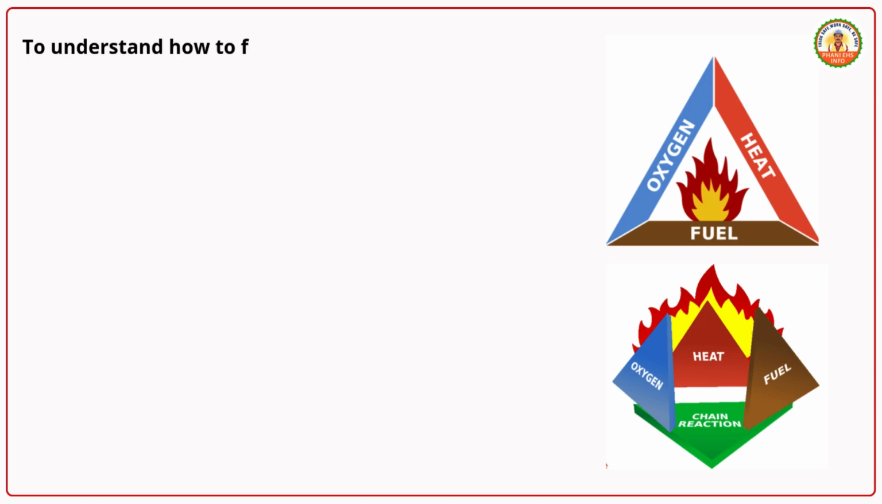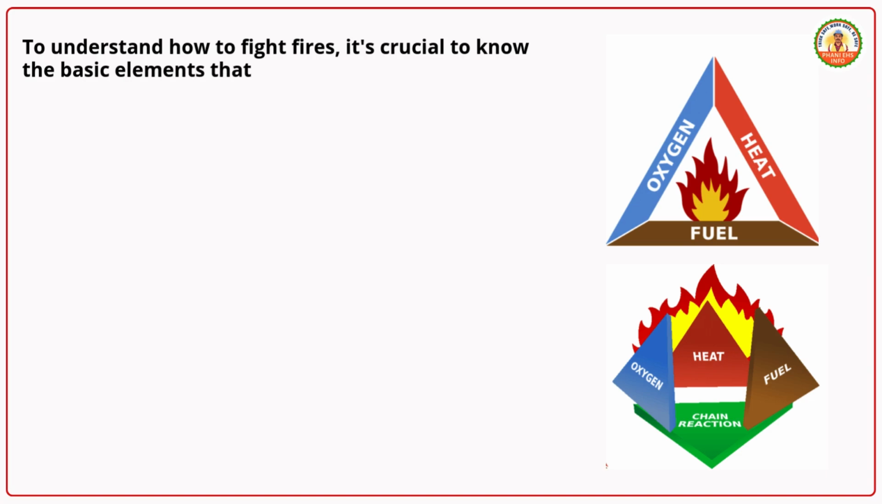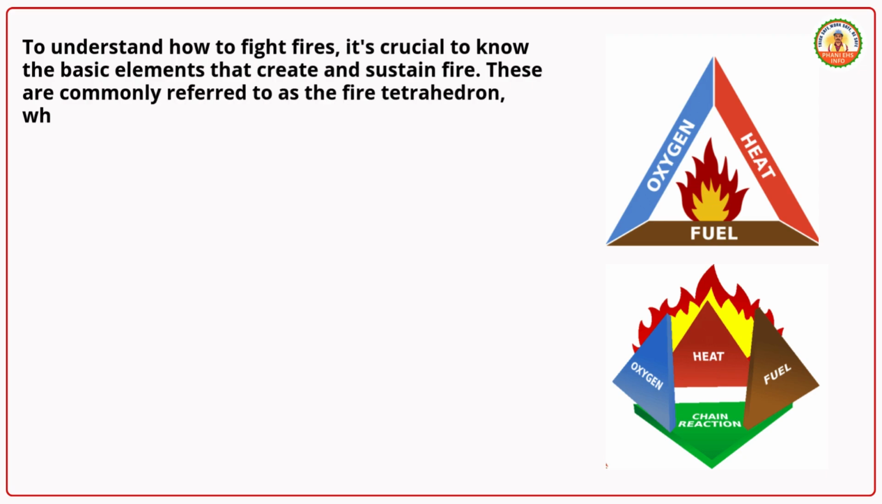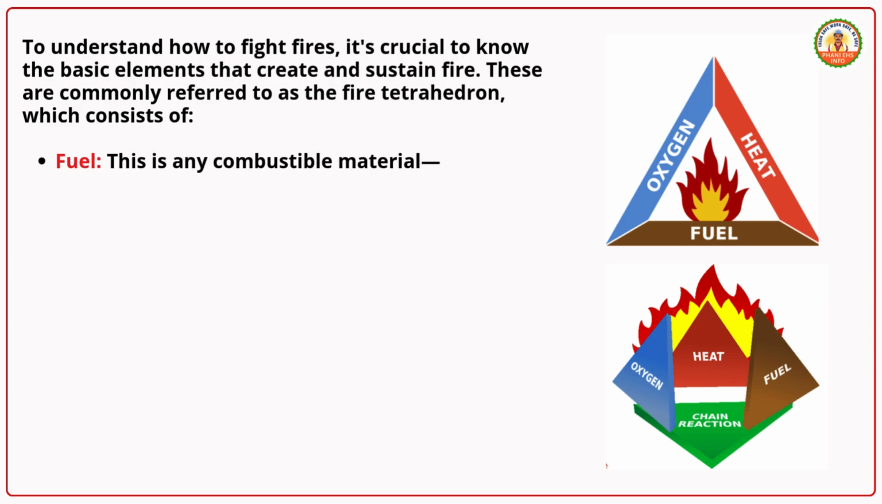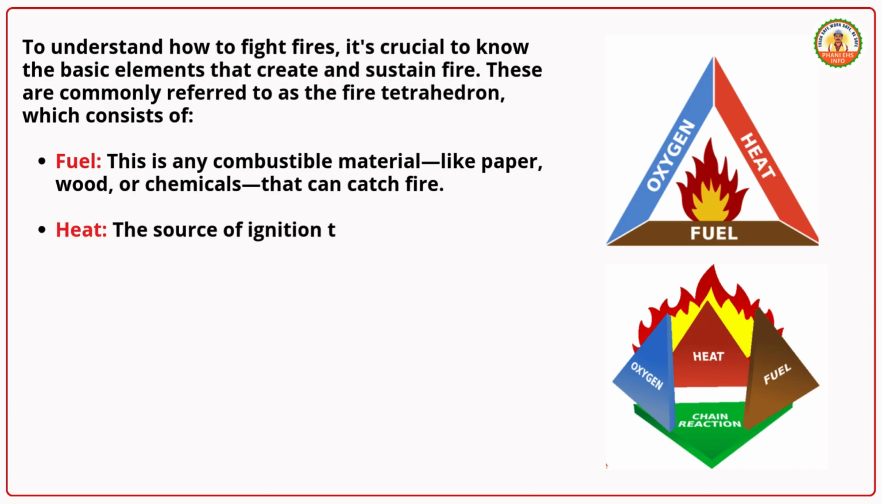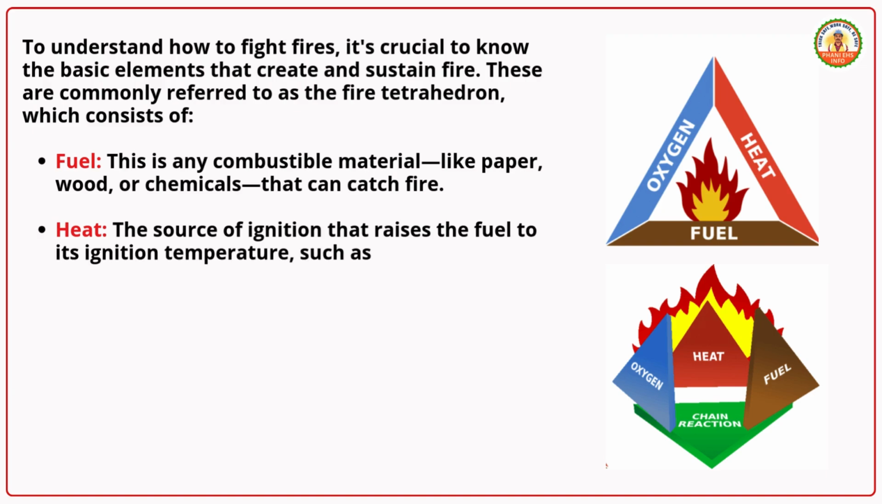Basic elements of fire. To understand how to fight fires, it's crucial to know the basic elements that create and sustain fire. These are commonly referred to as the fire tetrahedron, which consists of fuel. This is any combustible material like paper, wood, or chemicals that can catch fire. Heat, the source of ignition that raises the fuel to its ignition temperature, such as a spark or flame.